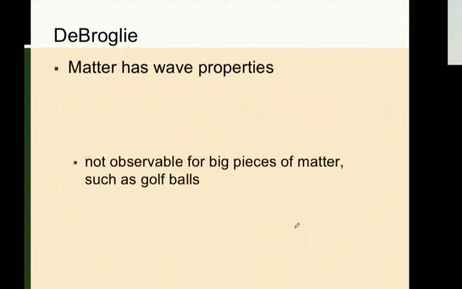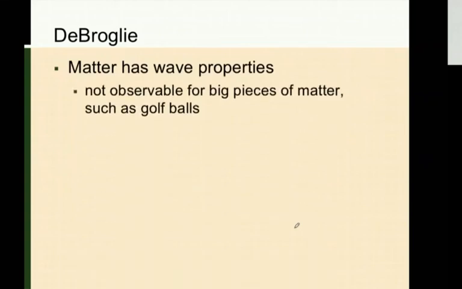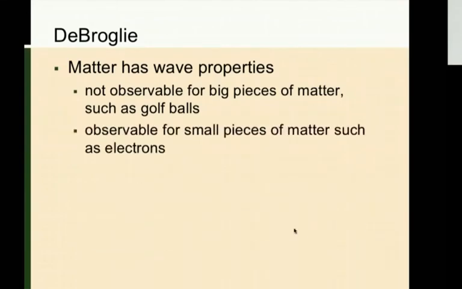So de Broglie: matter has wave-like properties, not observable for big pieces of matter such as golf balls. We'll do that calculation in a moment, and we'll see that golf balls do in fact have a wavelength, but it's just not really measurable or really that important for a golf ball. But it is observable for small pieces of matter such as electrons.